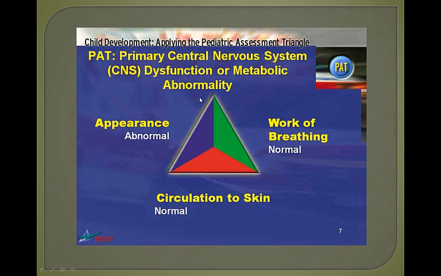When you have primary central nervous system dysfunction or metabolic abnormality, you have an abnormal appearance, normal circulation of the skin, and a normal work of breathing.